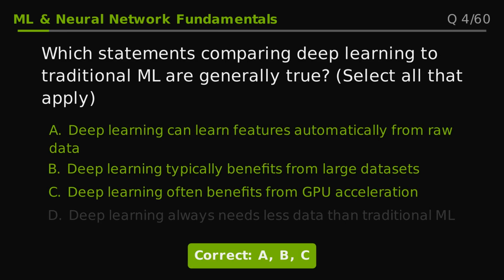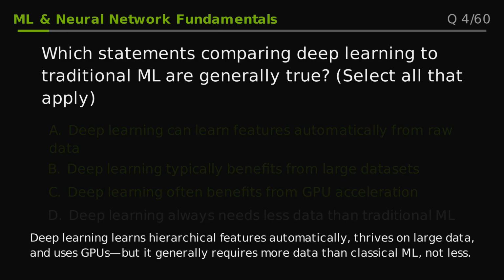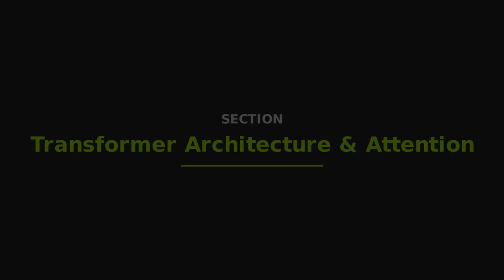The correct answers are A, B, and C. Deep learning learns hierarchical features automatically, thrives on large data, and uses GPUs, but it generally requires more data than classical learning, not less. Next section.